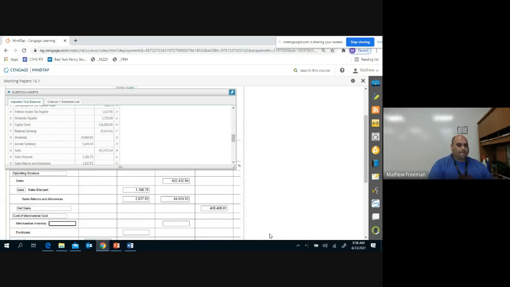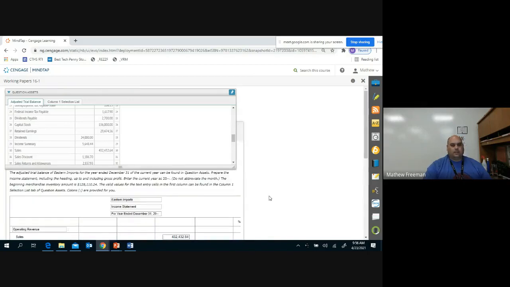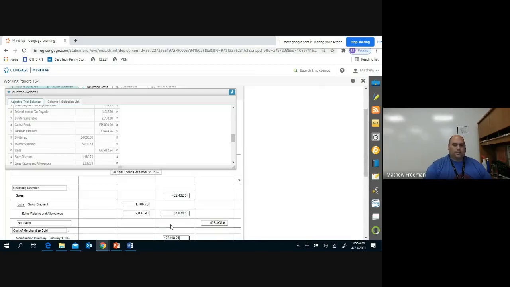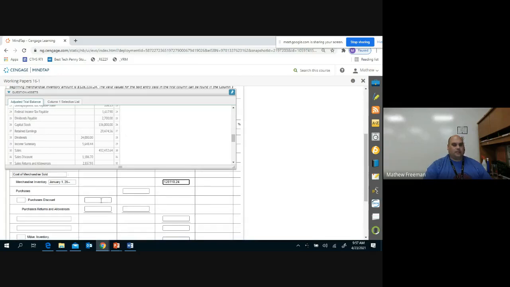Okay. This is our beginning inventory. So we're going to put January 1st, 20 dash. And so we know this is right in this paragraph. So right over here, 128,110 and 24 cents as our beginning inventory.